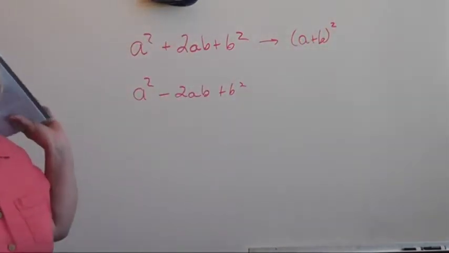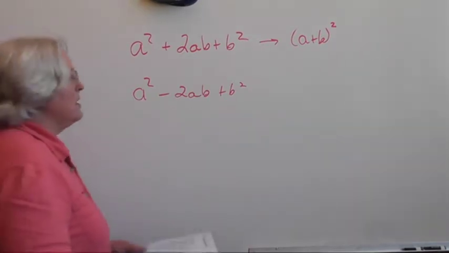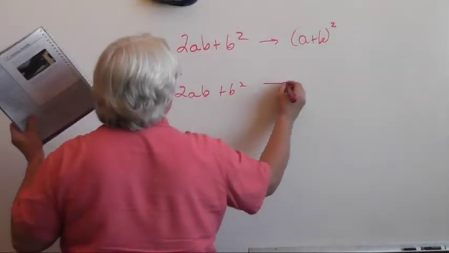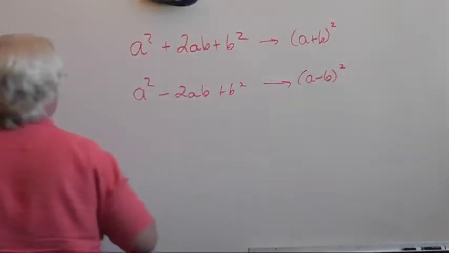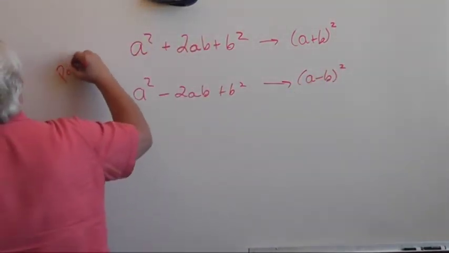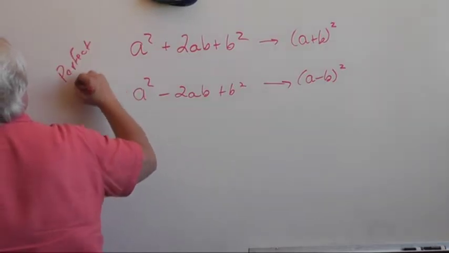First, let's see, does that all fit? A plus b quantity squared, a minus b quantity squared. And these are called perfect square trinomials.